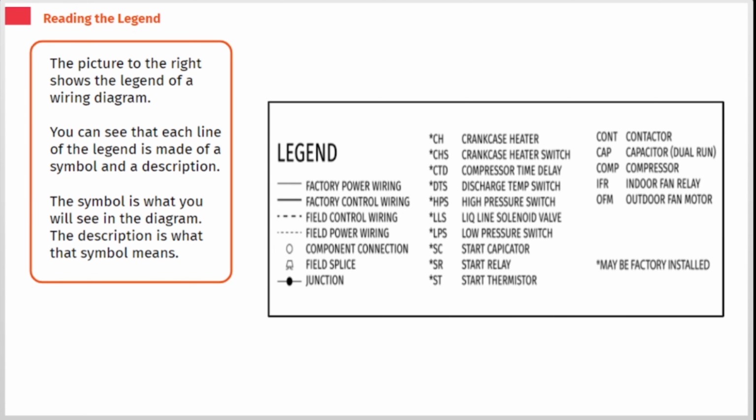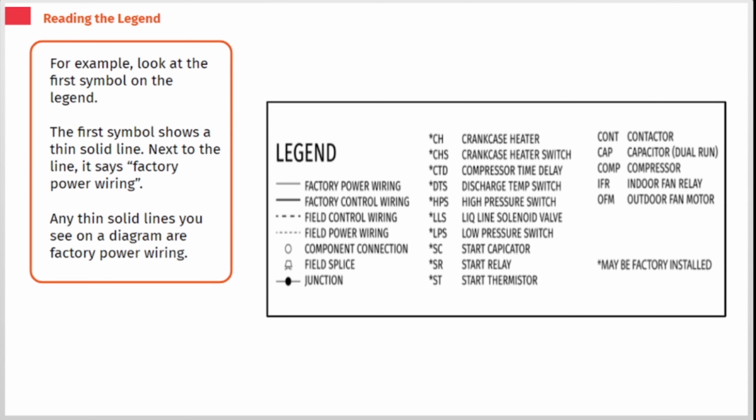The picture to the right shows the legend of a wiring diagram. You can see that each line of the legend is made of a symbol and a description. The symbol is what you will see in the diagram. The description is what that symbol means.